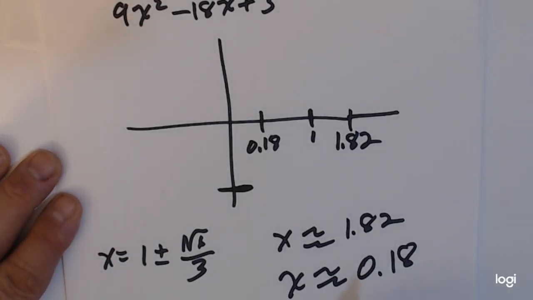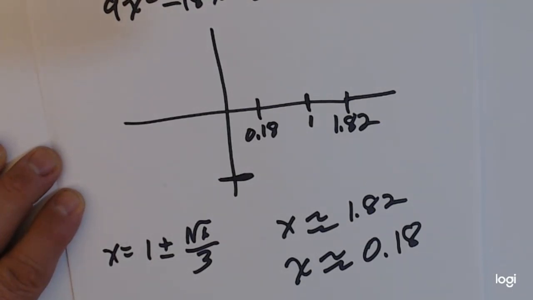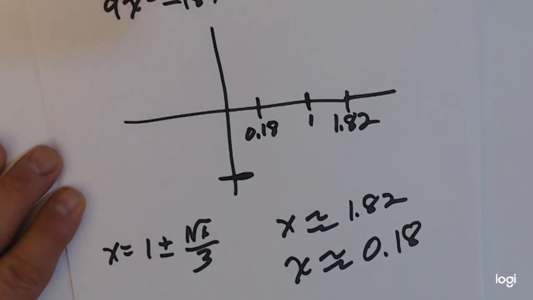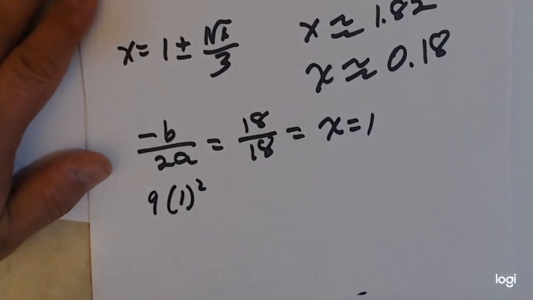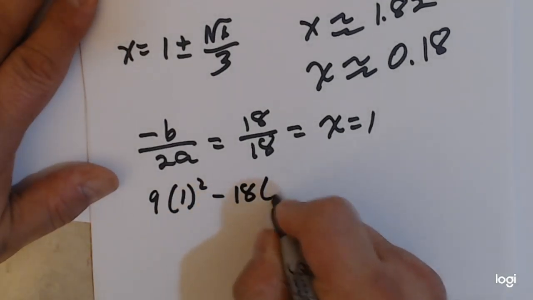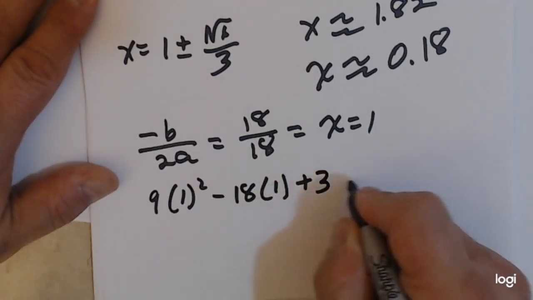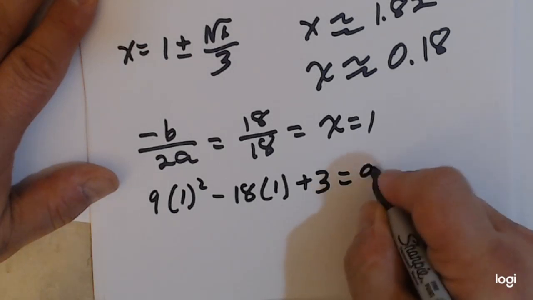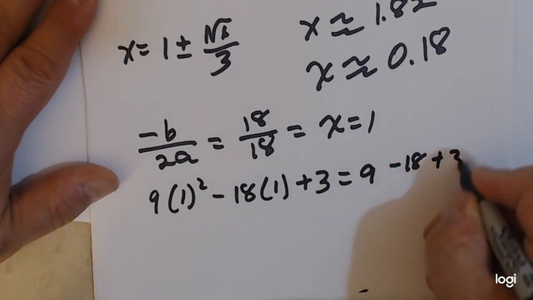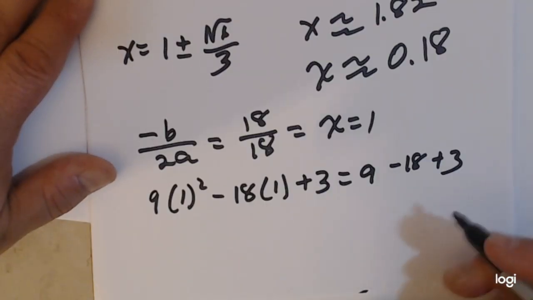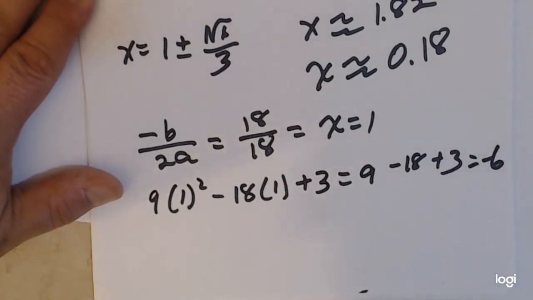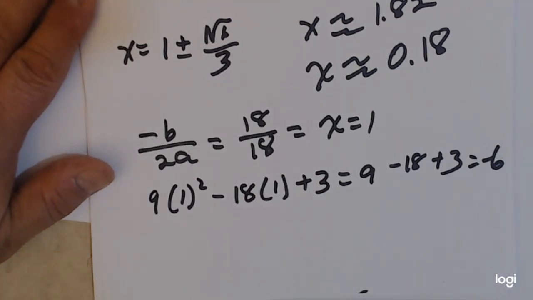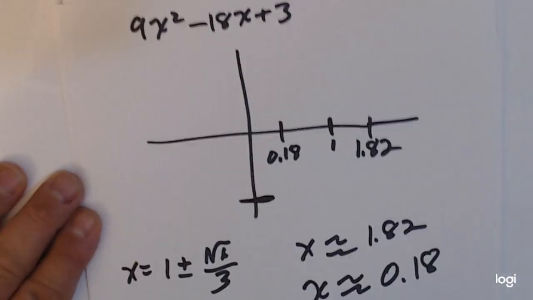So we're going to plug 1 back into the original equation. So we get 9 times 1 squared minus 18 times 1 plus 3. And that gives us 9 minus 18 plus 3. That would be, let's see, negative 9 plus 3 is negative 6. So negative 6.